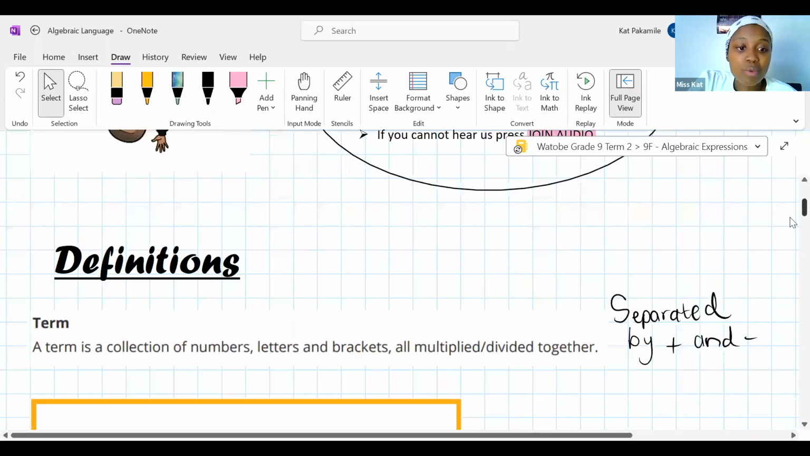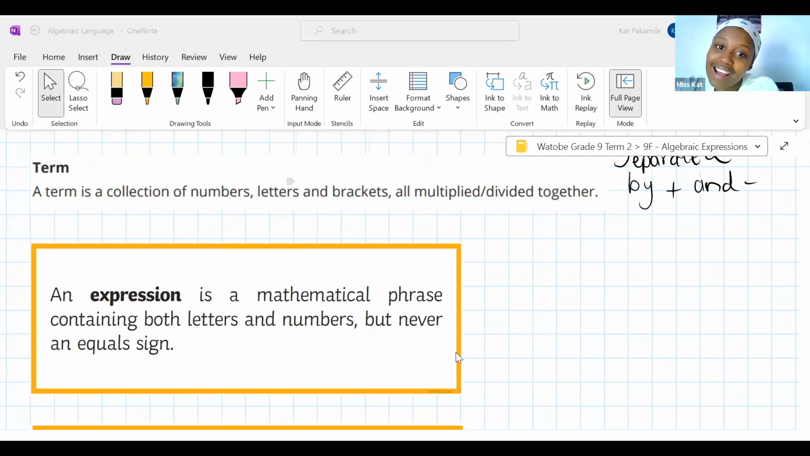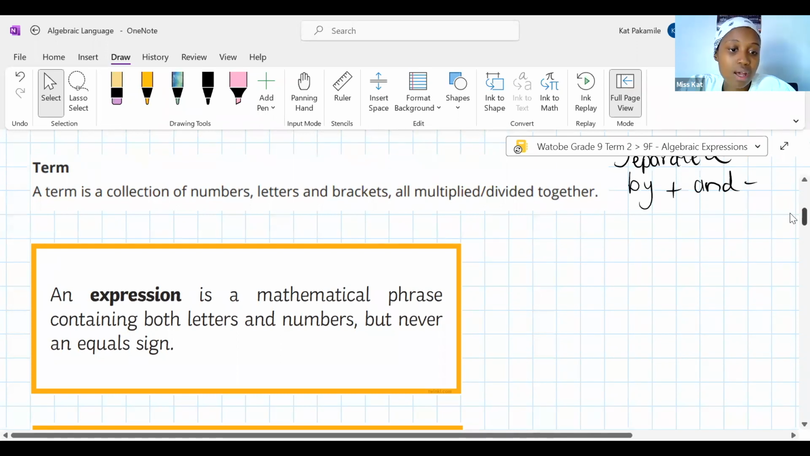Cool. An expression, which is what we're dealing with, is a mathematical phrase containing both letters and numbers, but never an equals sign. If there is an equal sign, what do we call it? It's no longer an expression. There's another special word for it. Does anybody know what we call it? It becomes an equation. Thanks, Oratile. Thanks, Oliver. So expressions do not have an equal sign, and once it does, that is an equation, which will be our next topic, obviously.